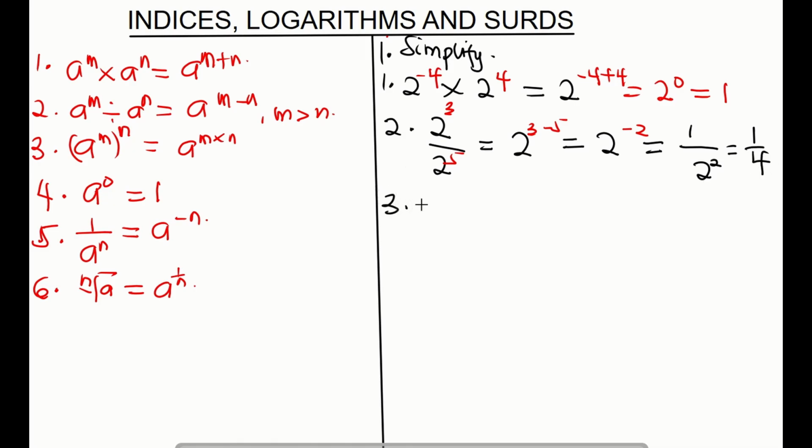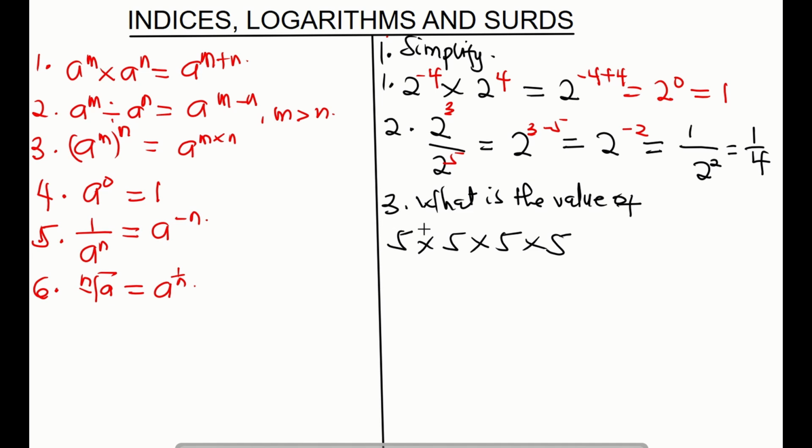Let's still consider example 3. What is the value of 5 to the power 1/5 times 5 to the power 2/5 times 5 to the power 3/5 times 5 to the power 4/5? This is 1 on 5, this is 2 on 5, this is 3 on 5, this is 4 on 5. So what is the value of this?